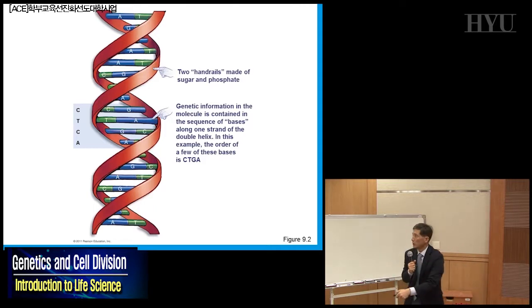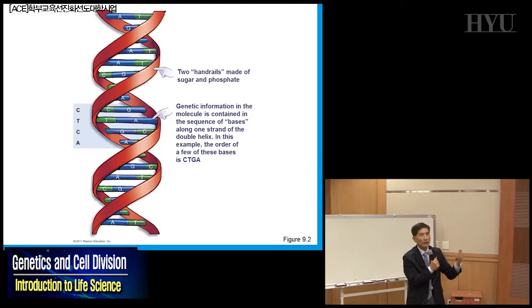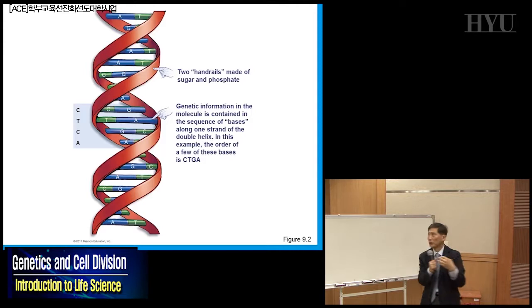Remember it consists of two strands, and it's called complementary. That means if there is A, there is always T that comes as a pair. If G comes, there is always C. G-C and A-T is the pairing. So that's the information that's stored in DNA.